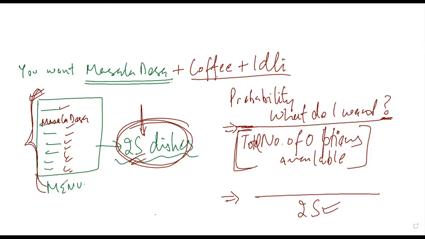So what would be there in the denominator? How many options are available? 25. But now, out of these 25 dishes, how many dishes do you like? 3. Have you understood? Yes, sir. Now let us assume you are very, very hungry.